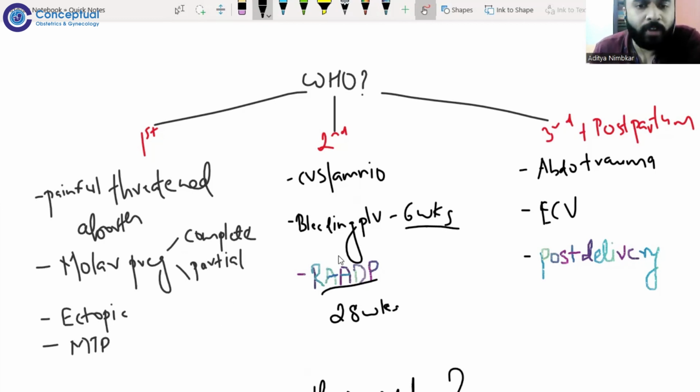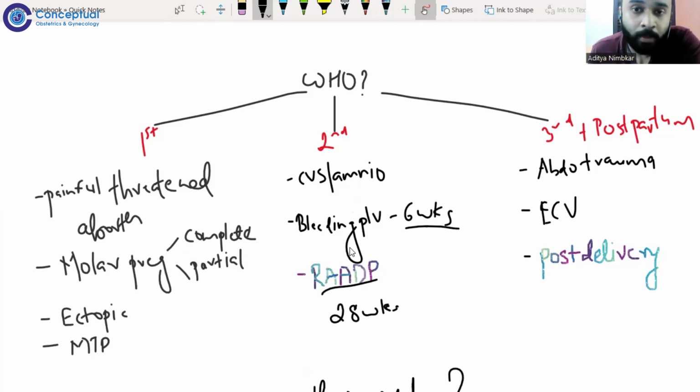The next is when we come to the second trimester, in which we perform a few diagnostic procedures, that is chorionic villus sampling or amniocentesis. These again are events in which there is feto-maternal hemorrhage, and again these are candidates for receiving anti-D injection.